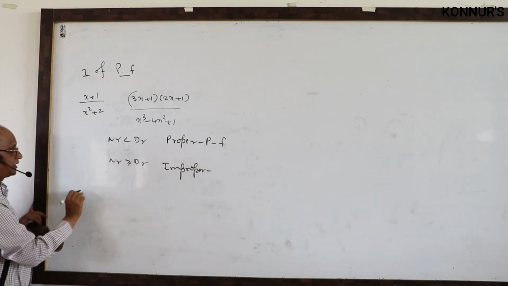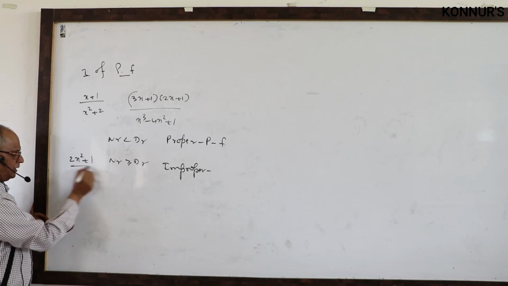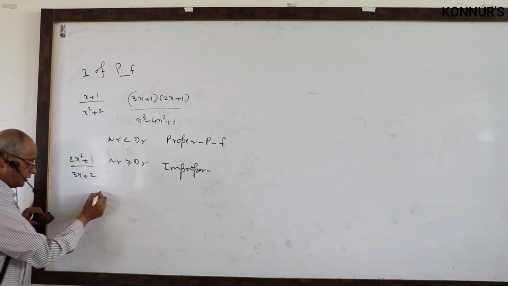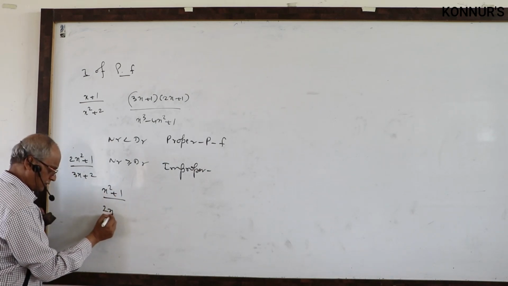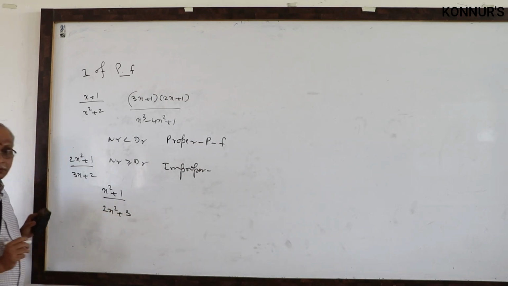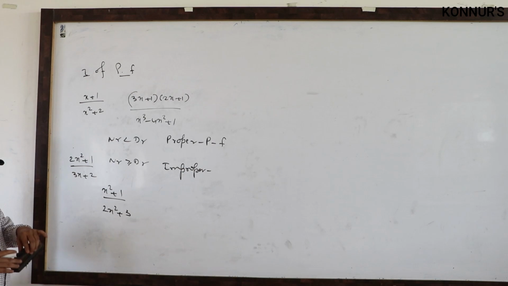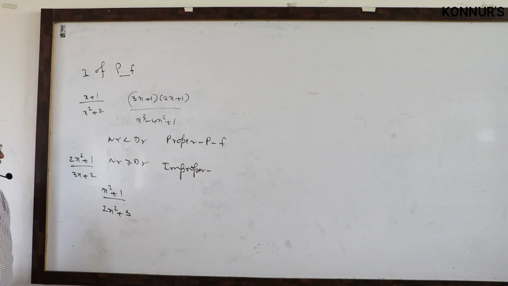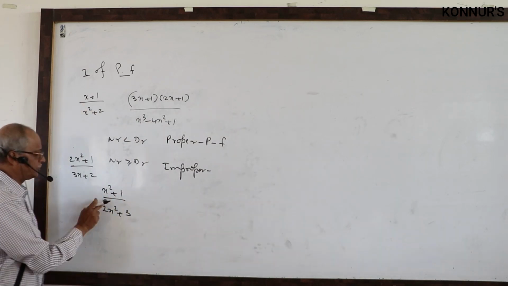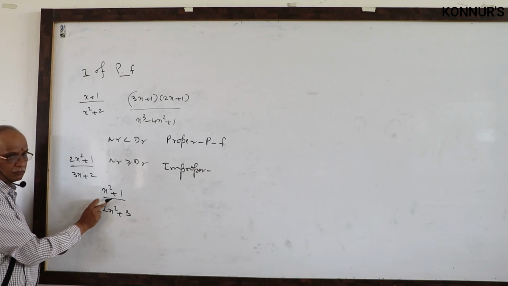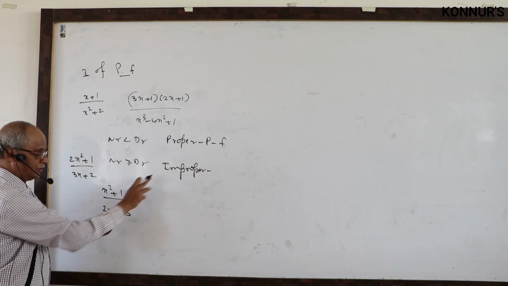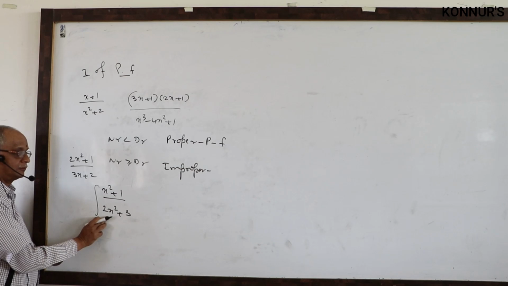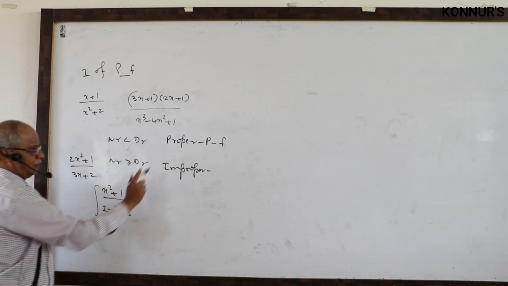Improper partial function. That means 2x square plus 1 by 3x plus 2, where the numerator is more than the denominator, or x square plus 1 by 2x square plus 3, equal. Improper. Majority of the problems we are doing integration for are proper partial functions. Okay? After the definition of improper, there is one problem. At the end we will discuss how to integrate in the case of improper functions, these type of problems. But maximum problems are for proper.